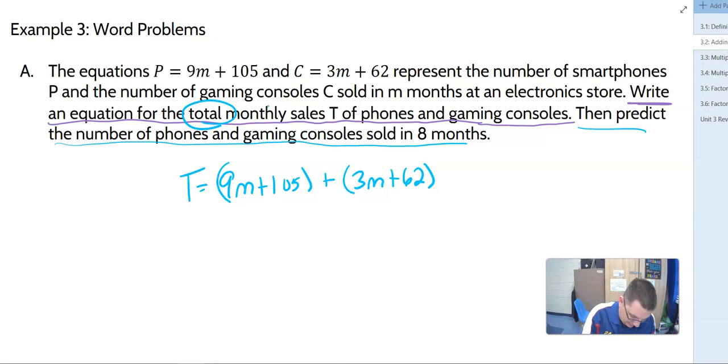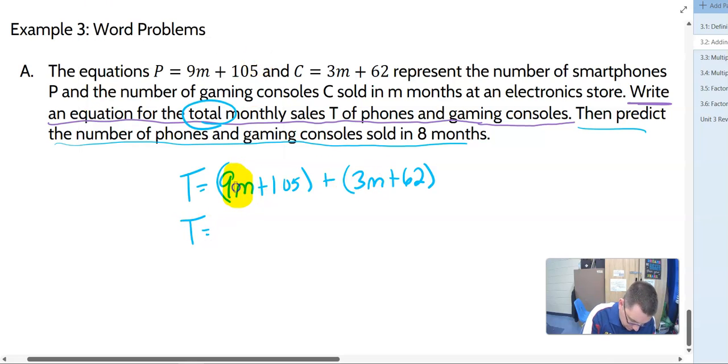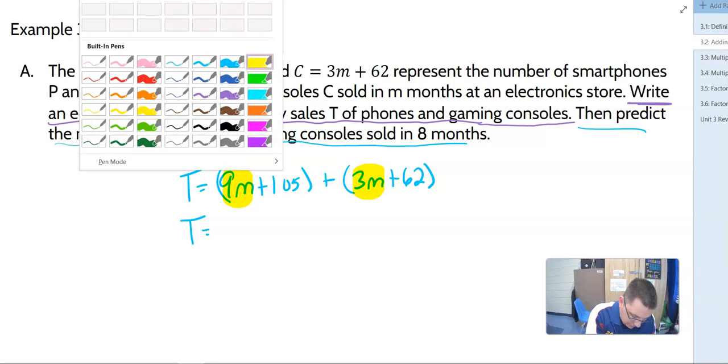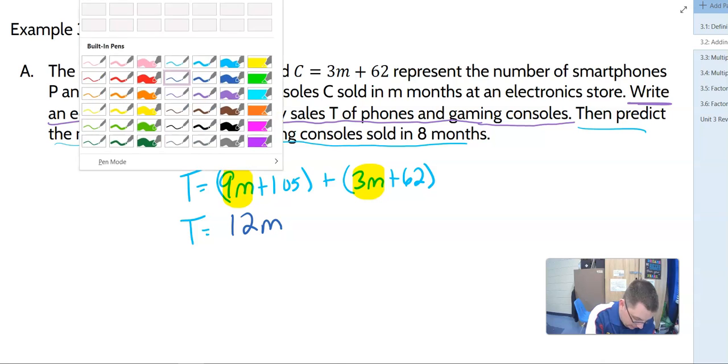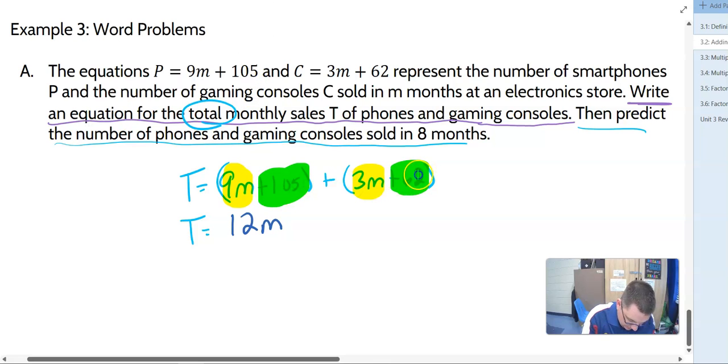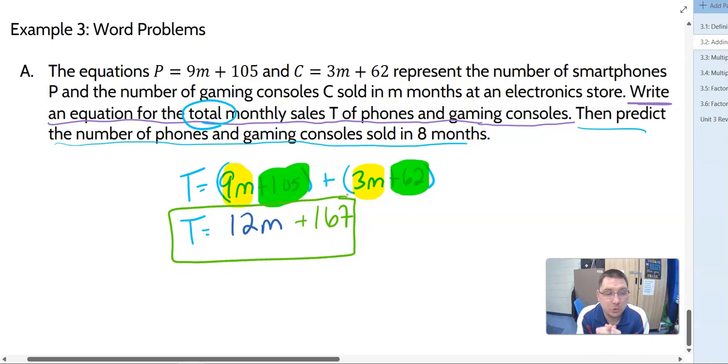And so adding these together, 9 plus 3. And again, if you want to do it horizontally or if you want to do it vertically, your preference. Addition, I like to go horizontally. Subtraction, I normally will switch around. 9m plus 3m is 12m. And then the 105 and the 62. And so 105 plus 62 is 167. This cannot be simplified further. They're not like terms. So T is equal to 12m plus 167. We have completed the first part of this question. We have written the equation for the total monthly sales.